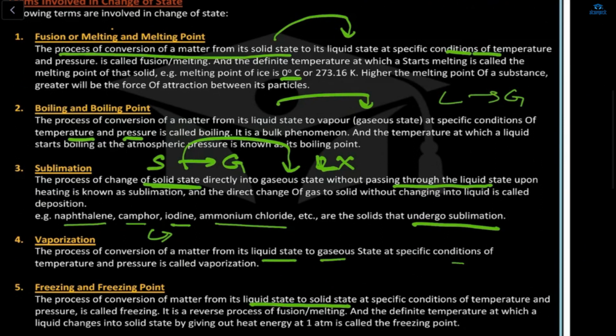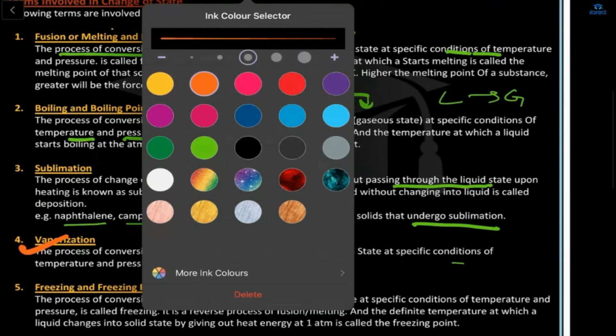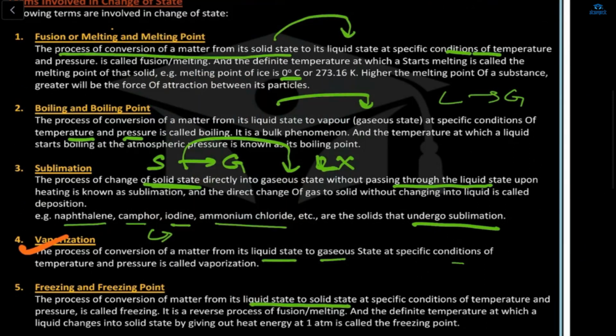So, boiling point. First, let me talk about vaporization. See, Shreya, the phase change of a liquid or of a solid into a vapor is known as vaporization. What about boiling? The phase change of a liquid into a vapor is known as boiling. Vaporization means solid or liquid, if any phase changes into a gaseous state, that's known as vaporization. And for boiling, if the liquid is changing into a vapor, it is known as boiling point.